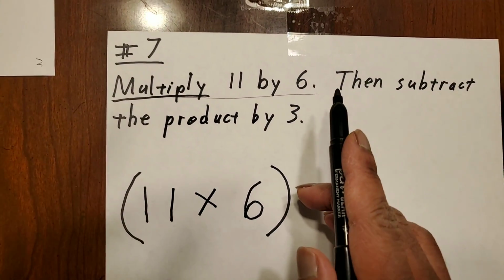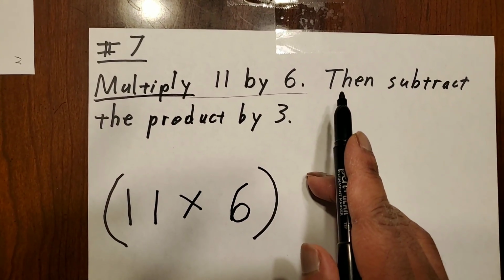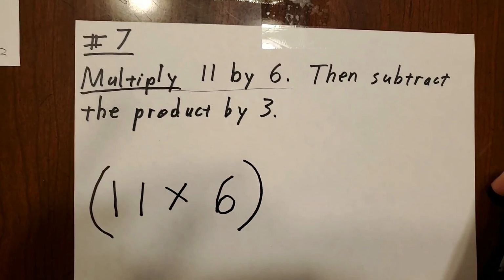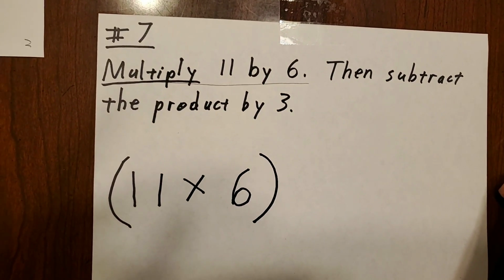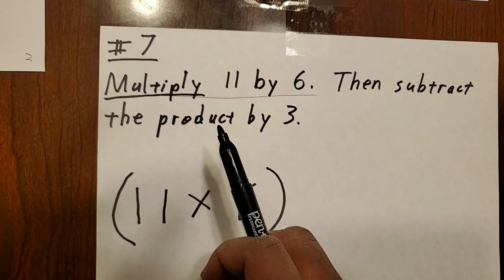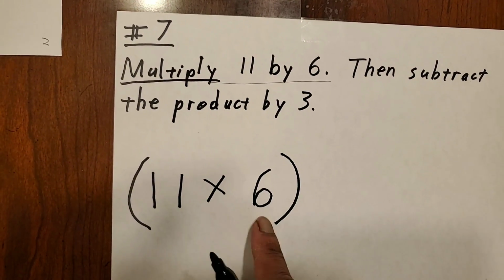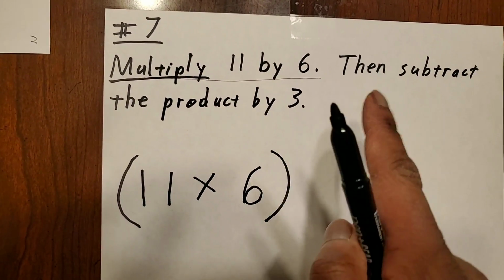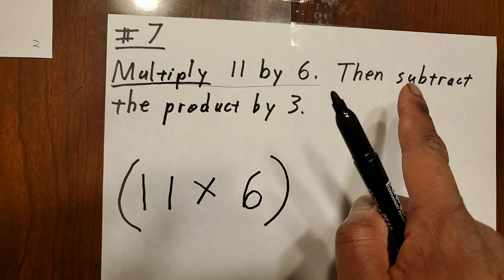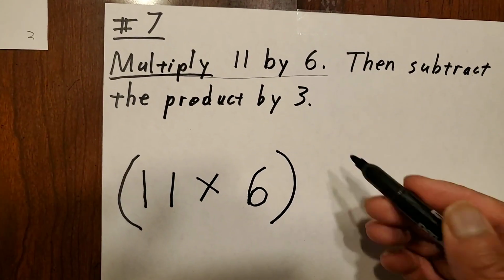Now, let's look at part 2, the second part. Then subtract the product by 3. What is the product? The product is the answer when you multiply two numbers. So whatever we get here, that's our product. But what does it want us to do with the product? It wants us to subtract.